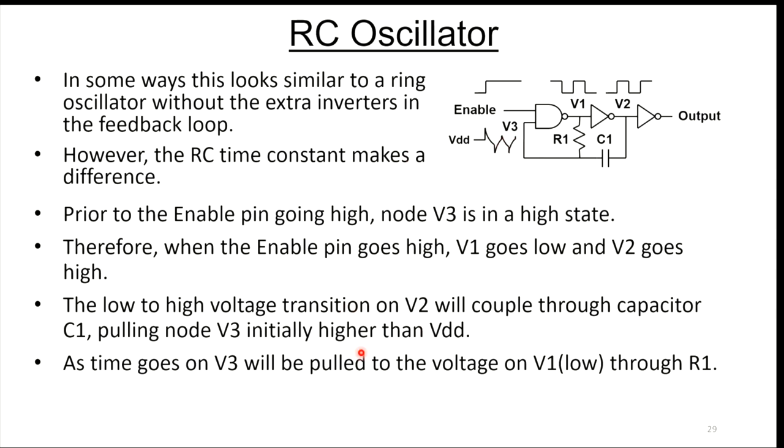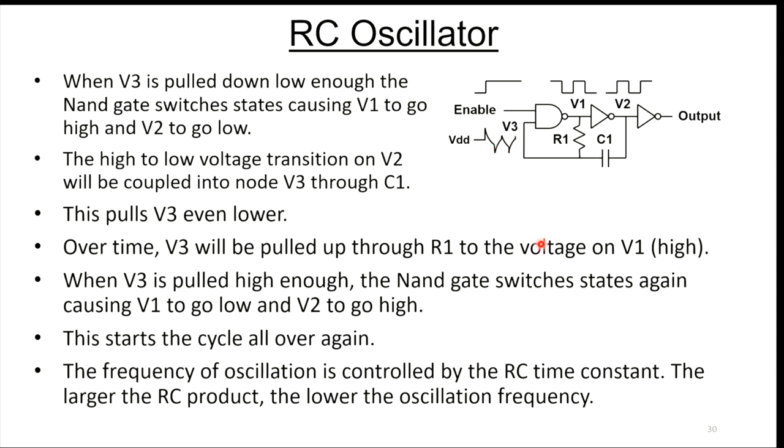But as time goes on, V3 is going to be pulled down by the resistor R1 because V1 is now low. So eventually V3 gets pulled back down again. When V3 gets pulled down low enough, the NAND gate switches, and that causes V1 to go high and V2 to go low. So this high to low transition couples through the capacitor again, and that pulls V3 even lower.